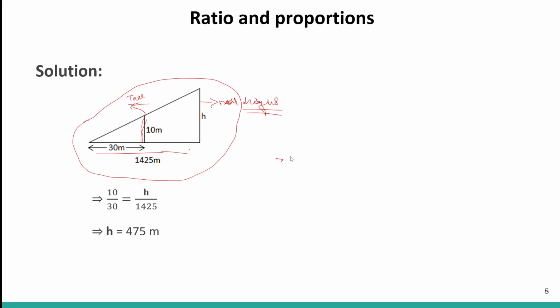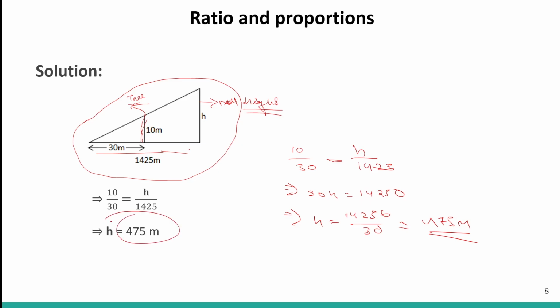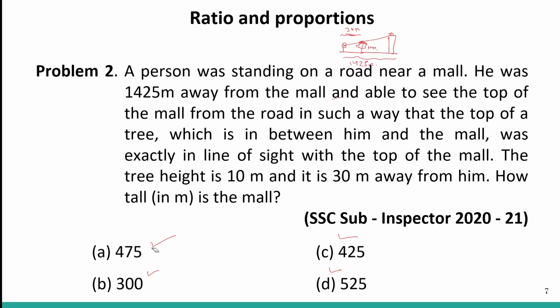So 10 by 30 is equal to h by 1425, using the triangle ratio formula. So 30h is equal to 14,250. This implies that h is equal to 14,250 by 30, which is equal to 475 meters. So 475 meters is the correct answer. The height of the mall is 475 meters. All the other options are incorrect. This is the only correct answer.